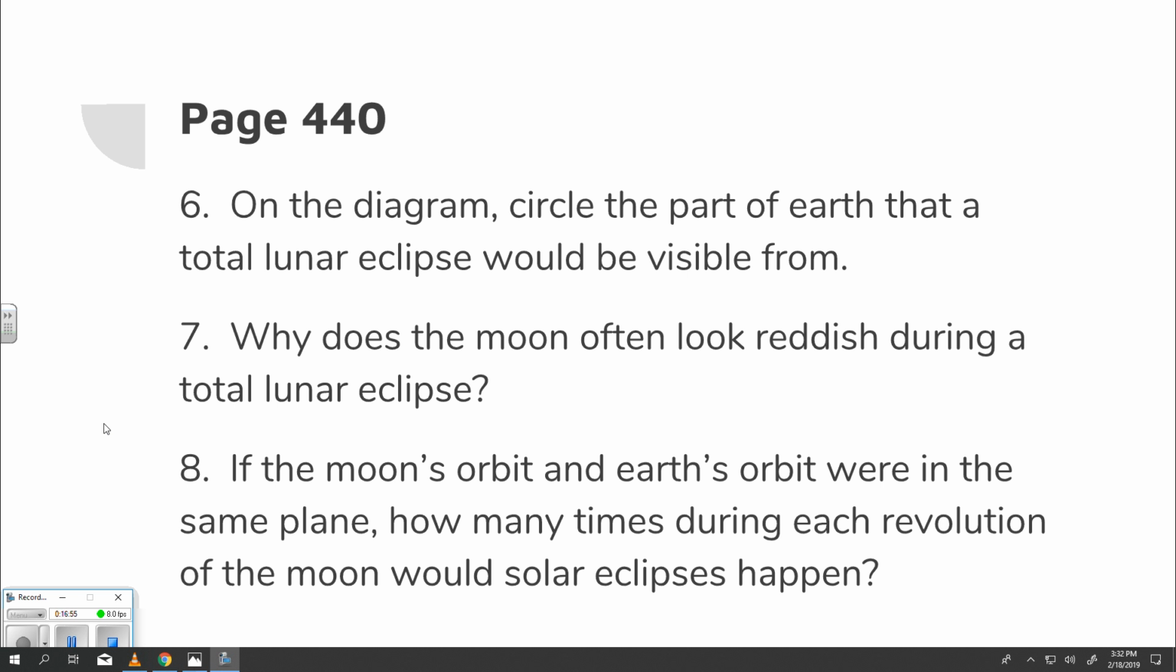Solar and lunar eclipses do not happen during every lunar orbit. This is because the orbits of the Earth and the moon are not in the same plane. The moon crosses the plane of Earth's orbit only twice during each revolution around the Earth. A solar eclipse will occur only if this crossing happens when the moon is between the Earth and the sun. A lunar eclipse will occur only when Earth is between the moon and the sun during that crossing.